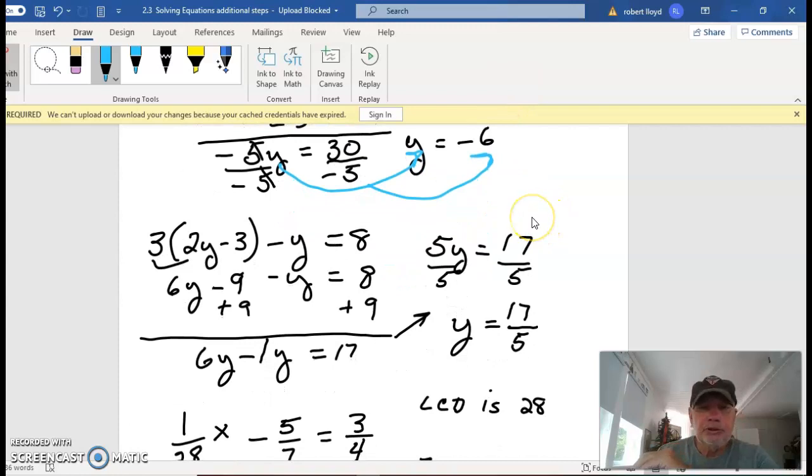Okay, and one that's a little more complicated. We have to do the operations first. In this case, it's the distributive rule. So 3 times 2y becomes 6y. 3 times a minus 3 is minus 9. Minus y equals 8. So undoing the addition and subtraction, we would add 9 to both sides first. Then we would get 6y minus y, and that's the same as 5y, equals 17. So 5y then equals 17. Divide both sides by 5, and you get y equals 17/5.